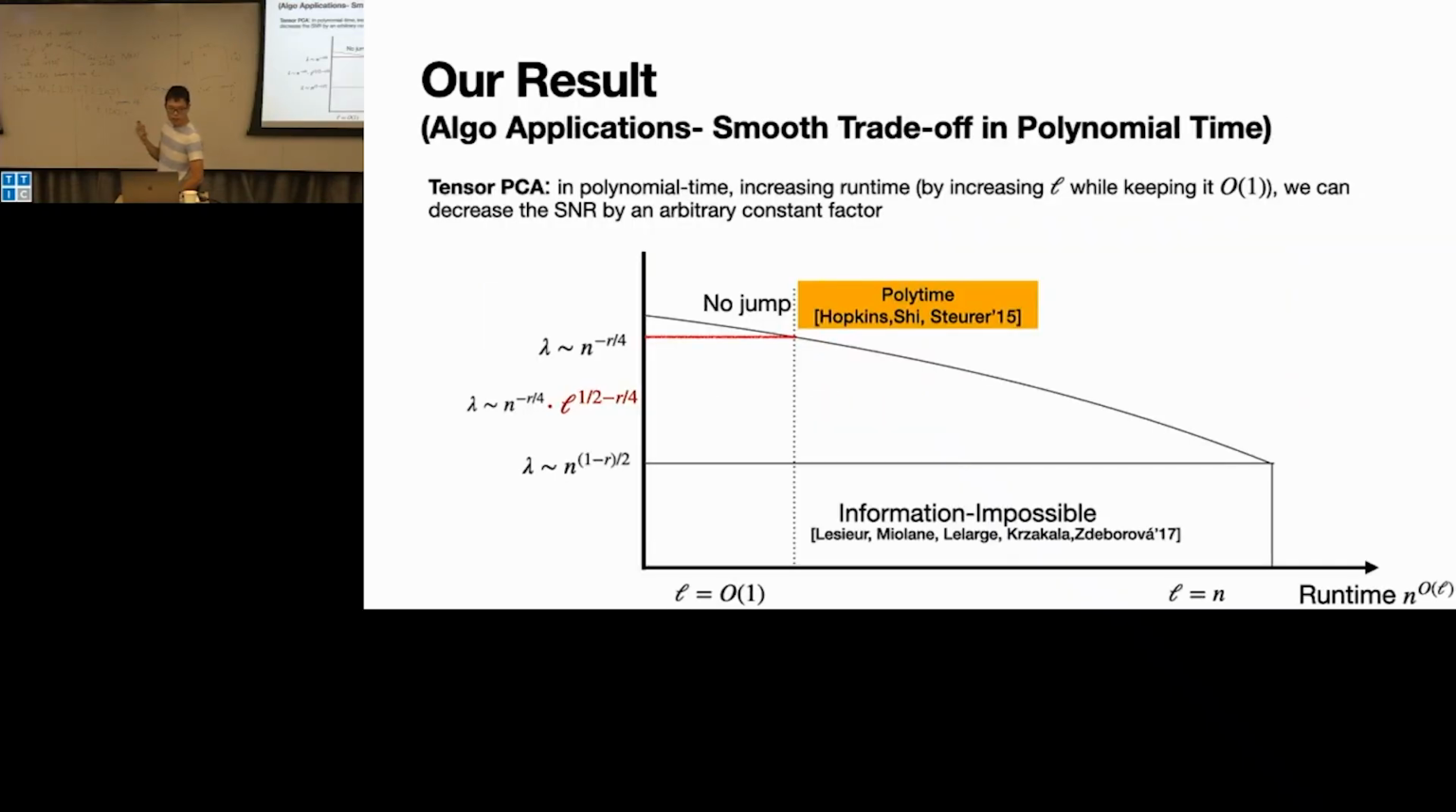So as one application, this improved bound shows that in polynomial time, for the problem of Tensor PCA, by increasing runtime, you can push down the signal-to-noise ratio by an arbitrary constant factor. So this is actually smooth. For example, if you have an algorithm to solve this in some polynomial time at some lambda 1, and you want to push down lambda to lambda 1 over 2 by doubling the runtime, you can actually achieve this.